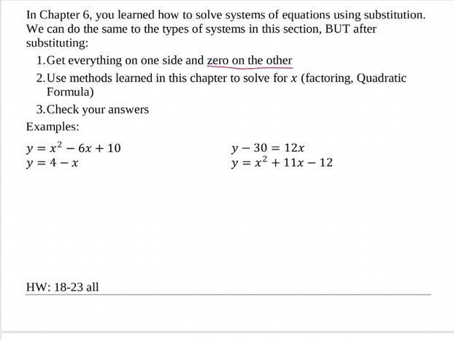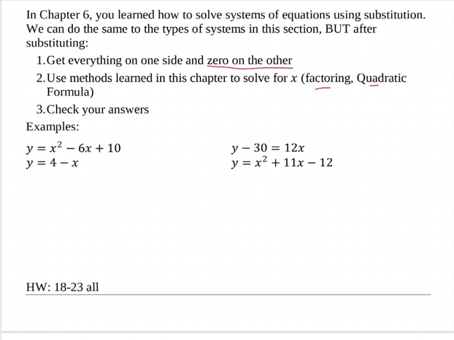This is a little bit different than what we did back in chapter 6. And then once you have 0 on the other side, because we have that squared term, you're going to use any method we have so far to solve the equation. So that means you're going to factor. Factoring is always easier than using the quadratic formula, but if it doesn't factor, then you can go to the quadratic formula to find your x value. Once you have your x value, you can go and find your y value by plugging into one of the easy equations. So that part is just like chapter 6. And then always check your answers to make sure that you're right. Here are a couple of examples of that.